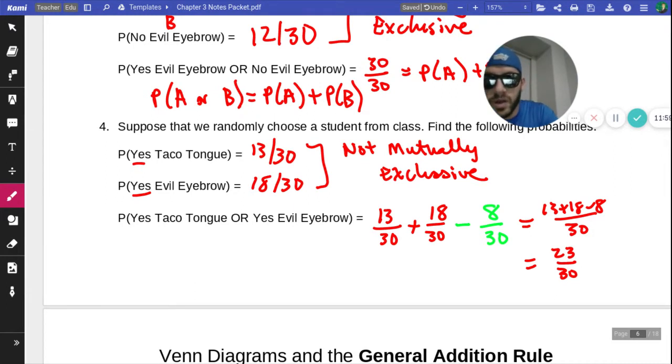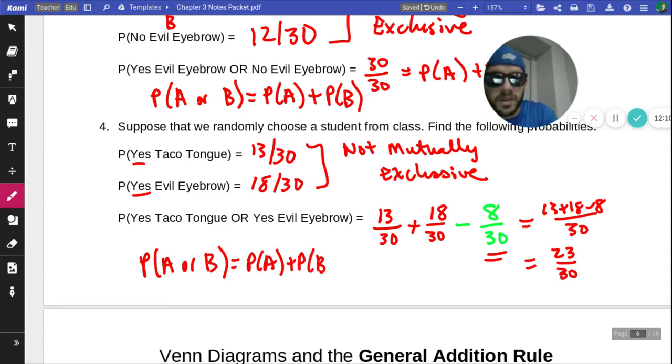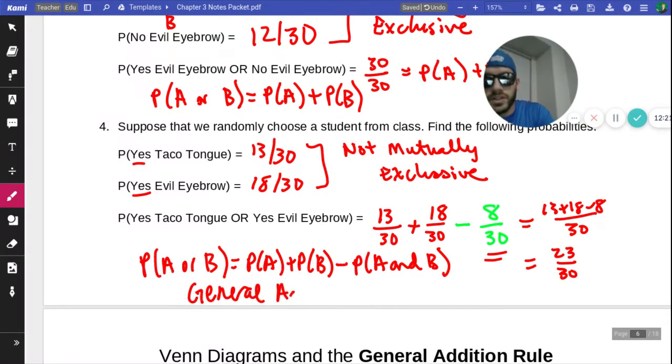We have to amend it and add this subtraction part to it. So the probability of A or B is now going to become the probability of A plus the probability of B, and we'll subtract the probability of both. And then that's going to be called our general addition rule.